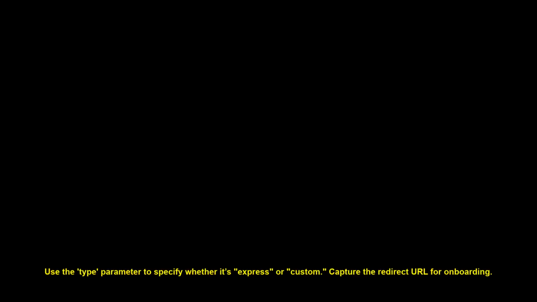Create an endpoint for onboarding users. Set up a route that handles the account creation process. Make a request to Stripe's API to create a new account. Use the type parameter to specify whether it's express or custom. Capture the redirect URL for onboarding. Send this URL back to the front end.